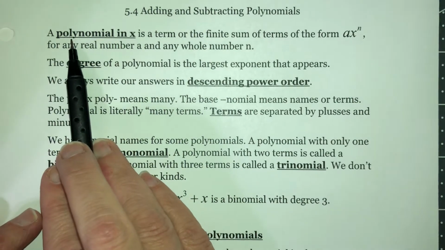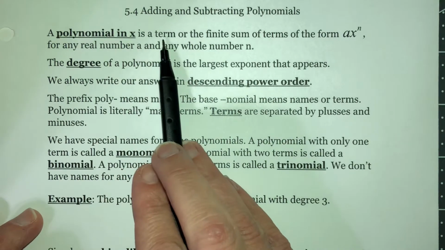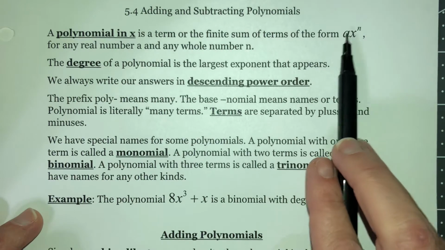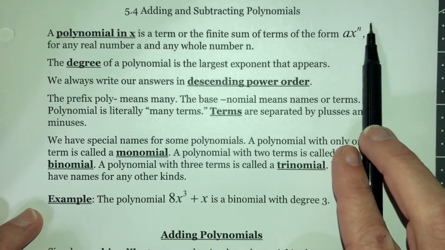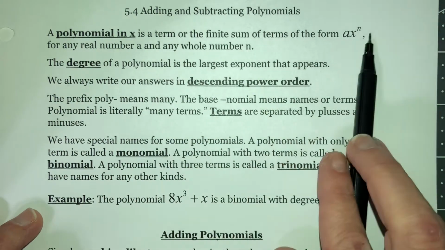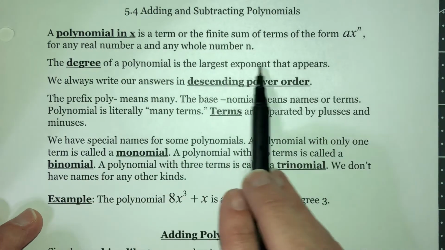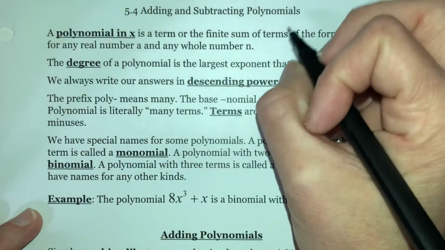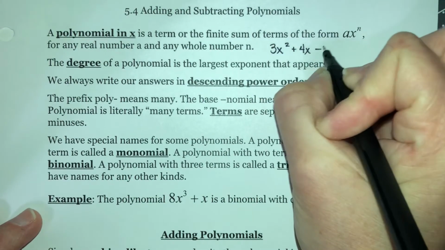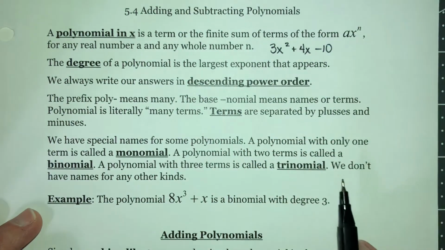Poly means many. Nomial means names or terms. A polynomial is a term or the finite sum of terms of the form ax to the n. So we have a coefficient times x to some power, where a is any real number and n is a whole number. Okay? The degree of a polynomial is the largest exponent that appears. So a polynomial, for example, would be something like 3x squared plus 4x minus 10.